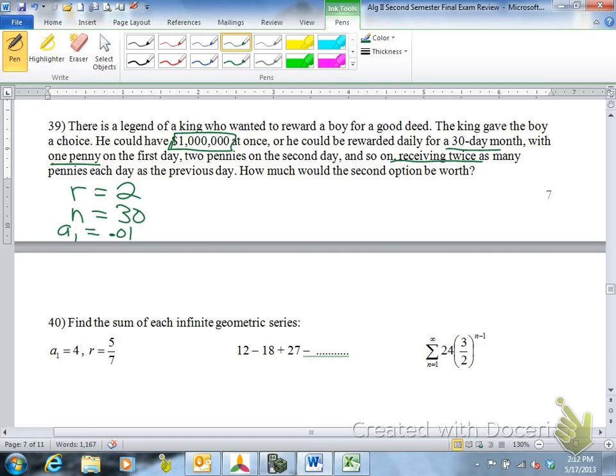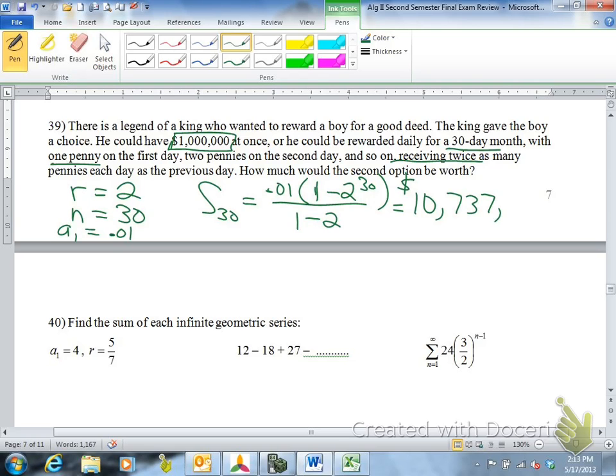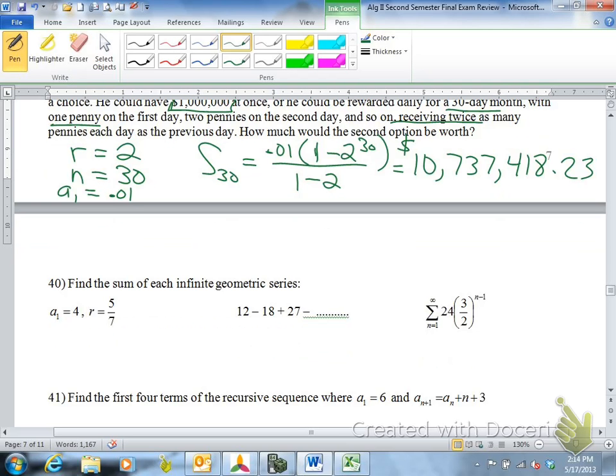This diagram. Okay, so for this we have the sum of, after 30 days, would be 0.01 times (1 minus 2 to the 30th) over (1 minus 2). The answer is 10,737,000, and I forget the rest. So you would pick the second option, $10 million, 10.7.